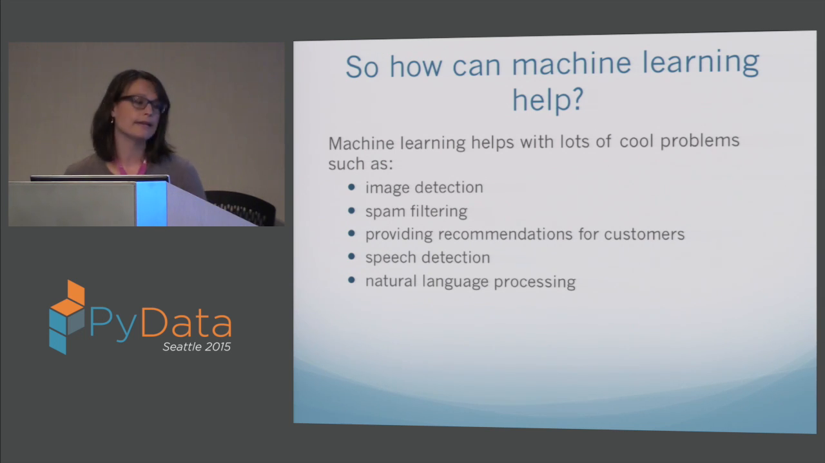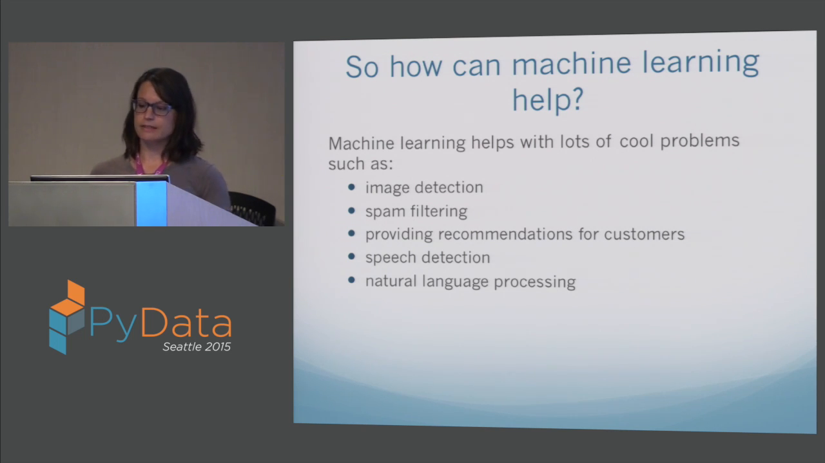So how can machine learning help us do all this? Normally, a lot of times you hear machine learning for image detection, spam filtering, providing recommendations for customers with a recommendation engine, speech detection, and then, of course, natural language processing.